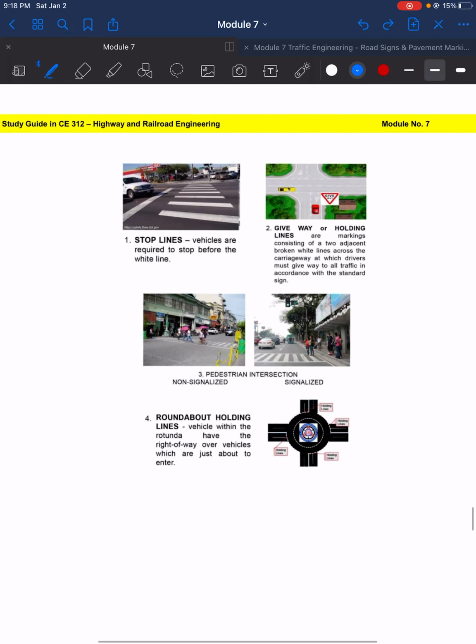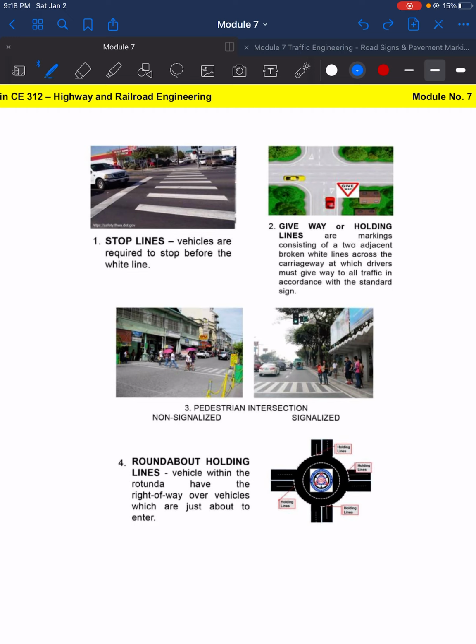So, here is our stop line. Vehicles are required to stop before the white line. So, here is the stop line. It is placed on the lane, for example, this lane, with this direction. And then there is another lane on the other side, with the opposite direction. So, you will notice that only half of the stop line is placed, indicating that the one who stops there is the vehicle in this direction of travel.